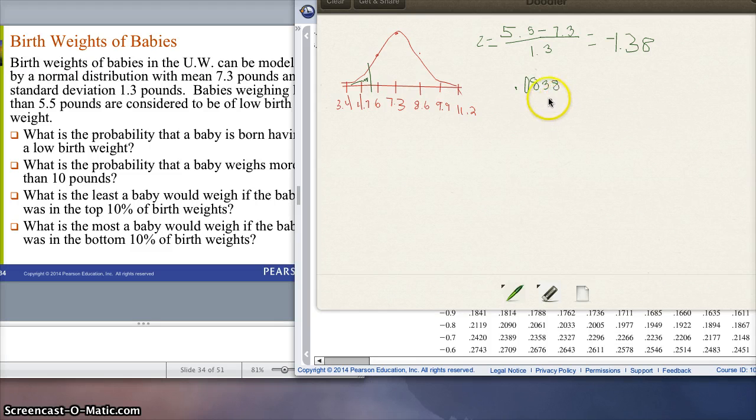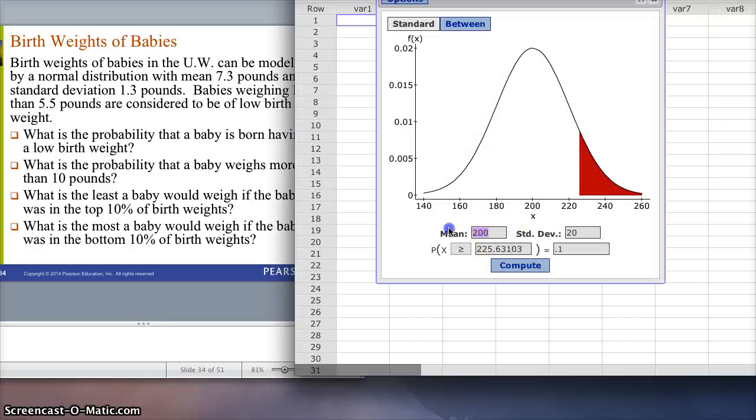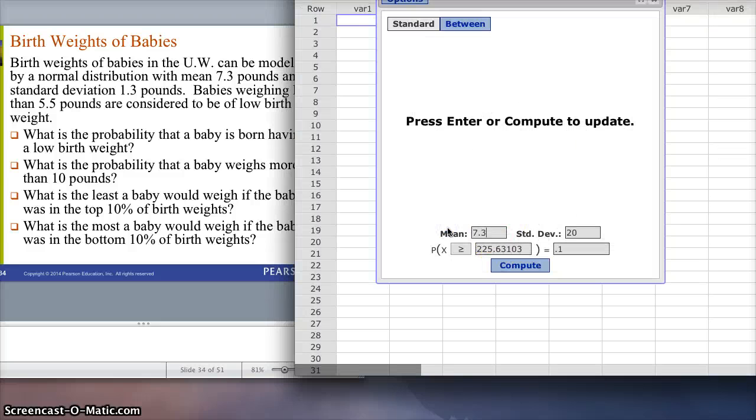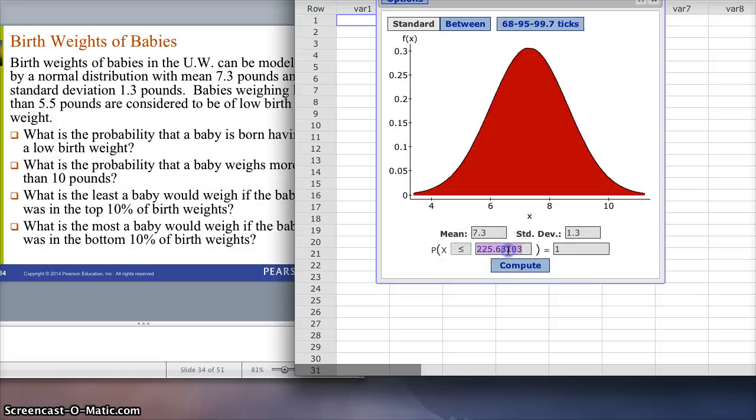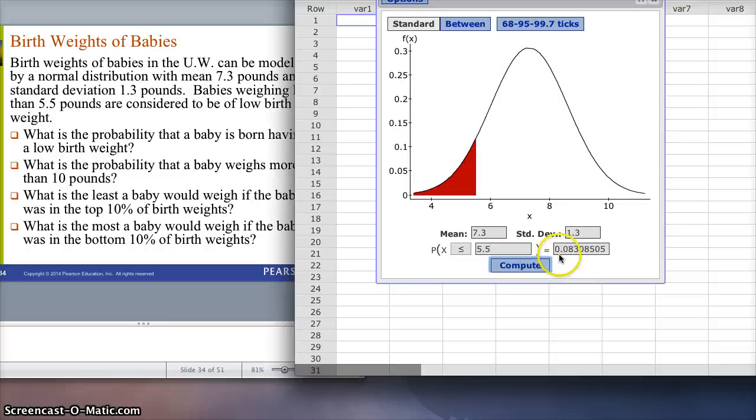Okay, so that means a little over 8% of babies are born having a low birth weight. So if I come over here and check my answer with my calculator, my mean is 7.3, standard deviation is 1.3, and we want less than 5.5. And I get 0.0831. Okay, slightly different again just because of the rounding.